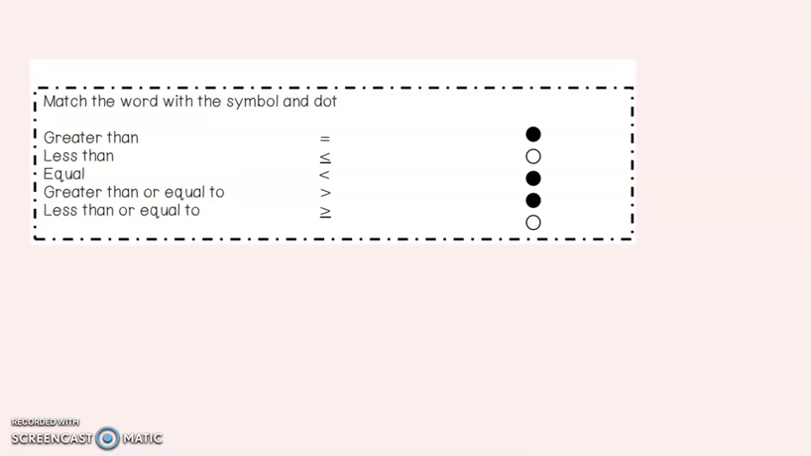Alright, so the first thing that we're going to do is look at these words and match these vocabulary words to the symbol and then the dot that they use when graphing. The first one that we have is greater than, and our symbol for greater than is this one down here. And the symbol for greater than is going to be an open circle.